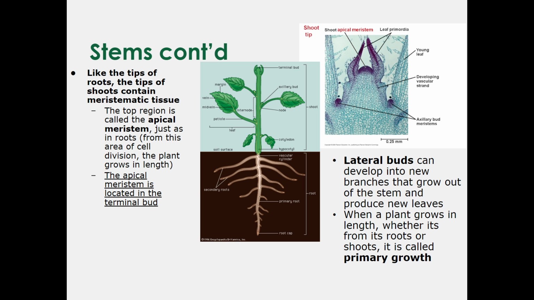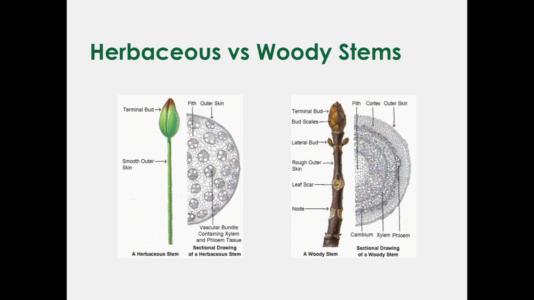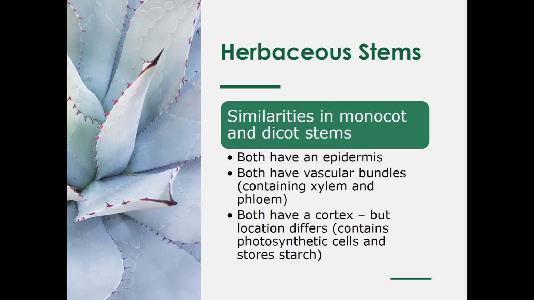And when a plant grows in length, whether it's from its roots or its shoots, it is called primary growth. There would also be nodal buds that could perform mitosis and produce new petioles that would have leaves. But here we can look at the difference between herbaceous versus woody stems. You can see a herbaceous stem on the left, a woody stem on the right. And looking at their vascular bundles is going to give you the biggest clue. We have ring-shaped xylem and phloem in the shoot system for woody stems, and we have scattered monkey face looking xylem and phloem in the herbaceous stem.